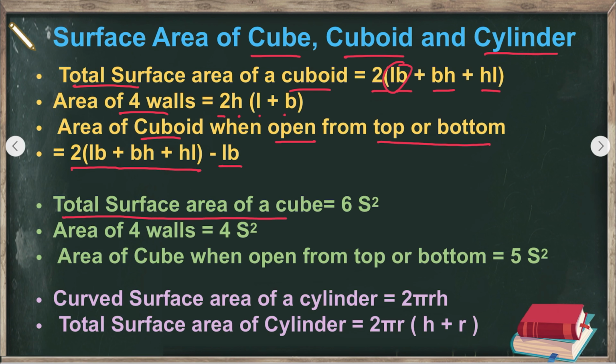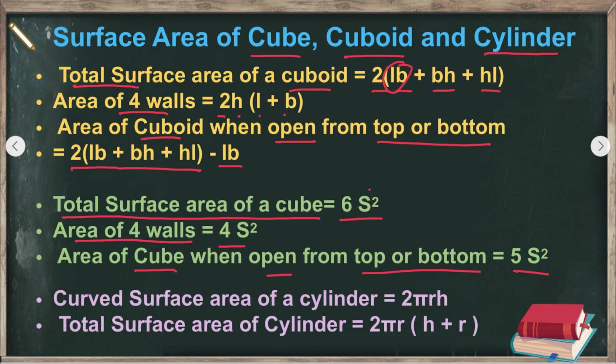Next we have the total surface area of a cube. As we know, the cube has 6 faces and the measurement of each face is equal, each one in the shape of a square. So the total surface area of a cube is given by 6 times s square, where s square is the area of one face. Next we have the area of 4 walls in the case of a cube. That means we are not including the top and the bottom face, so we remain with only the 4 side faces. So the area of these 4 walls will be 4 times side square. Also in the case of a cube, when it is open from either the top or the bottom, we are left with only 5 faces, so the area will be 5 times side square.